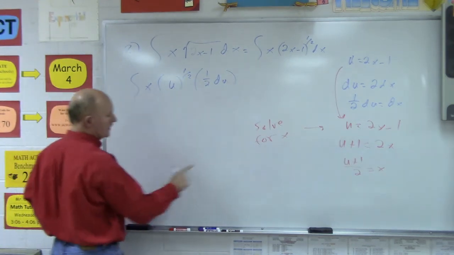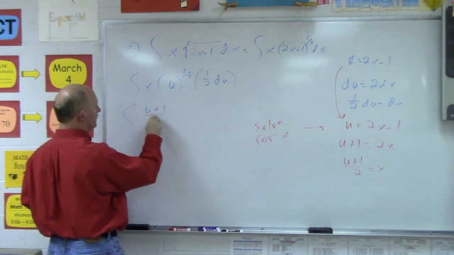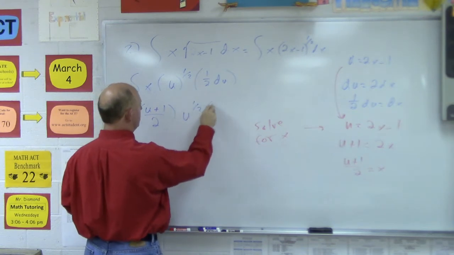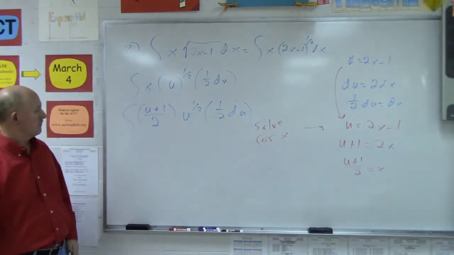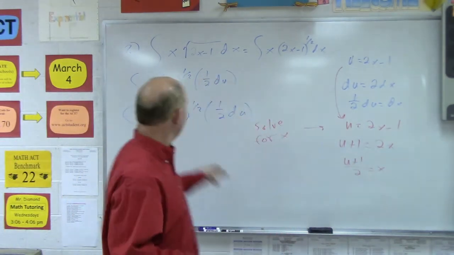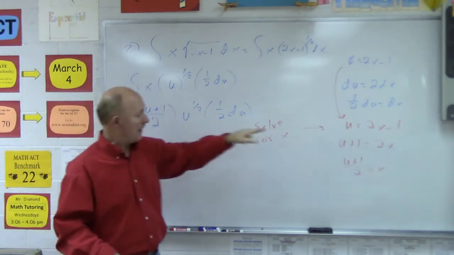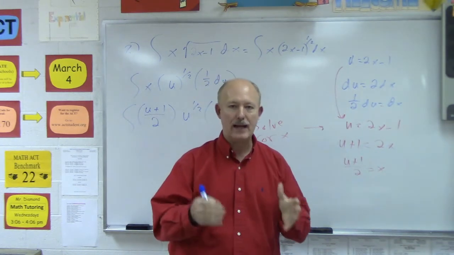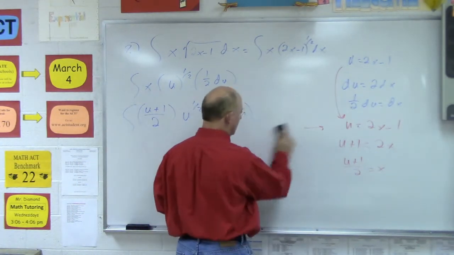So instead of x, let's take the (u plus 1) over 2 and rewrite this. This becomes (u plus 1) over 2 times u to the 1/2 power times 1/2 du. Now, that substitution eliminated this x variable. Without that relationship, I would not have been able to evaluate this indefinite integral. We would not have been able to find the antiderivative here.